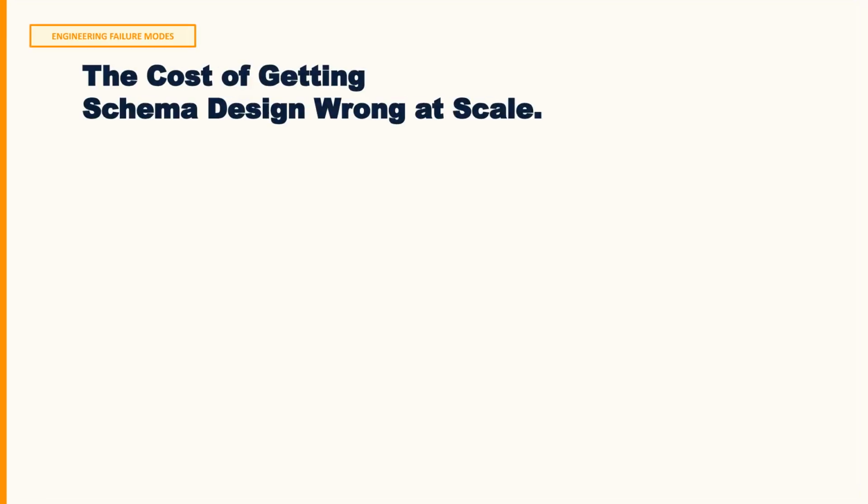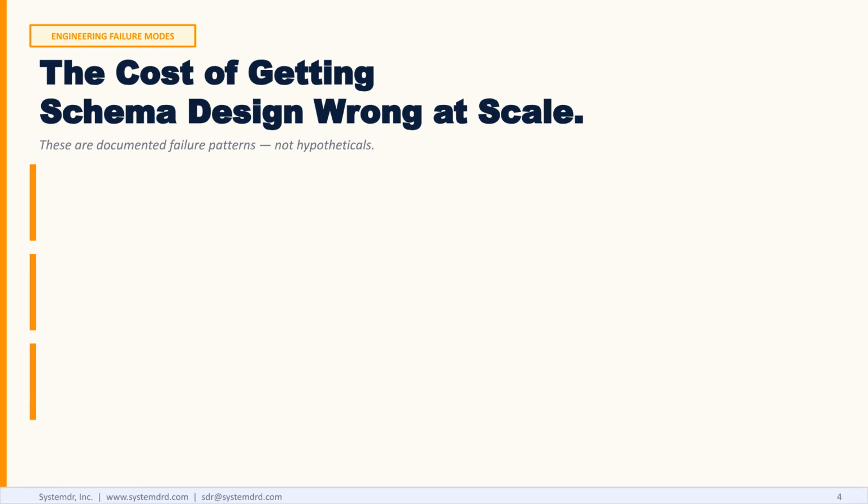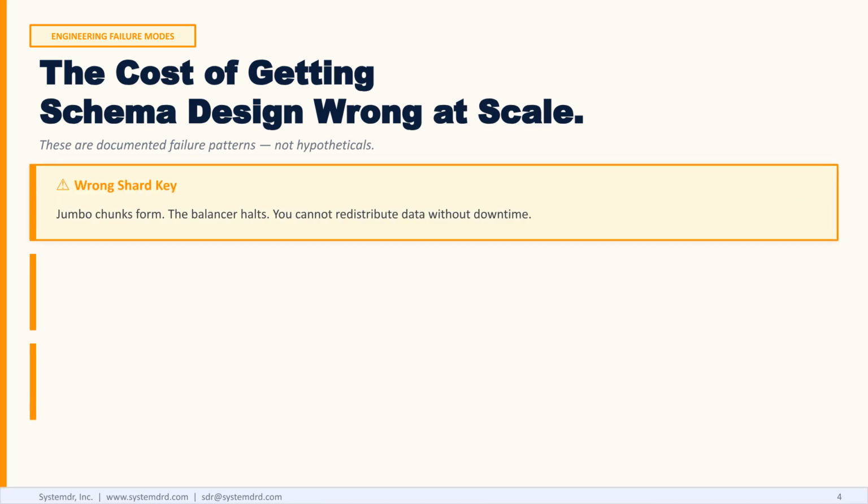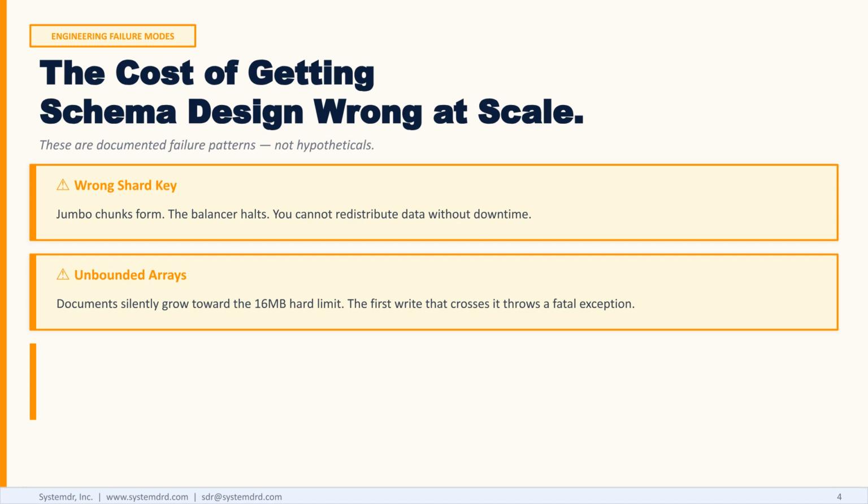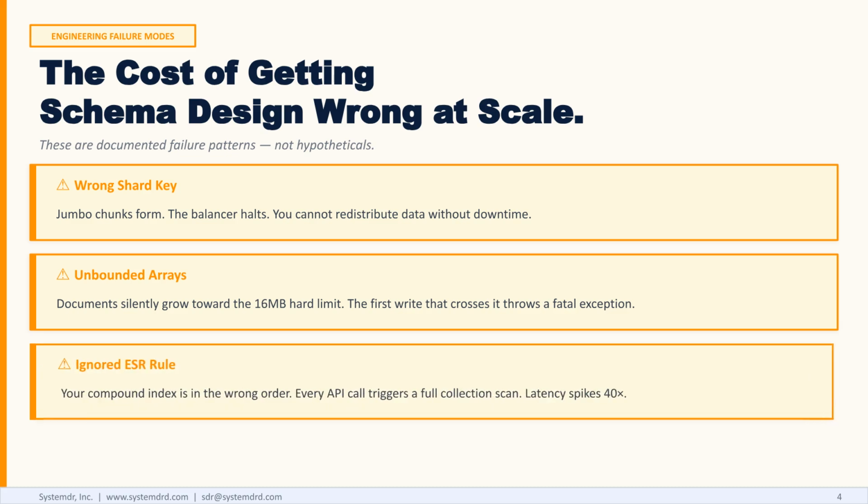The cost of getting schema design wrong at scale is real. Wrong shard keys cause downtime. Unbounded arrays can silently grow to the 16 megabytes limit, throwing fatal exceptions. Ignoring the ESR rule can cause latency spikes of 40x.